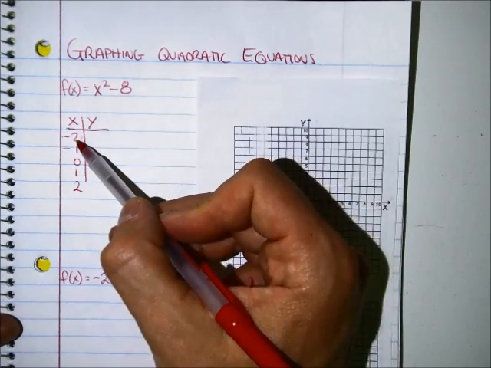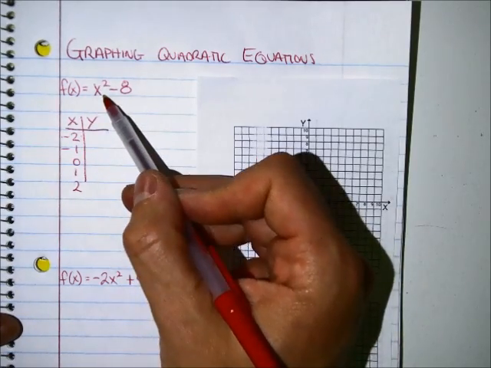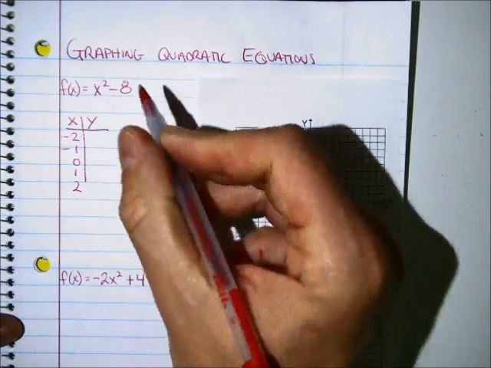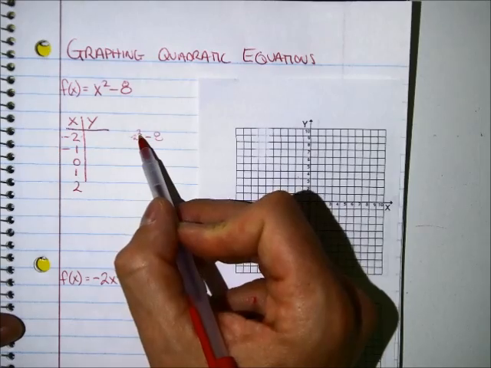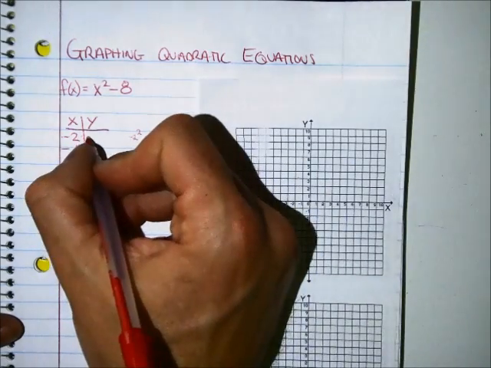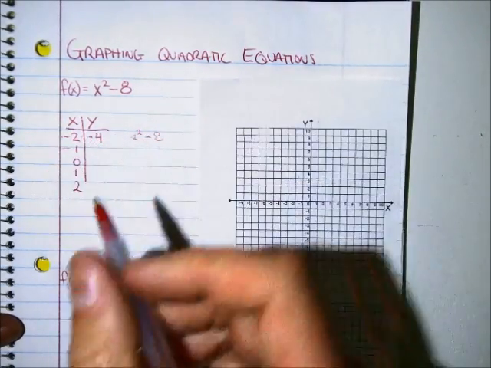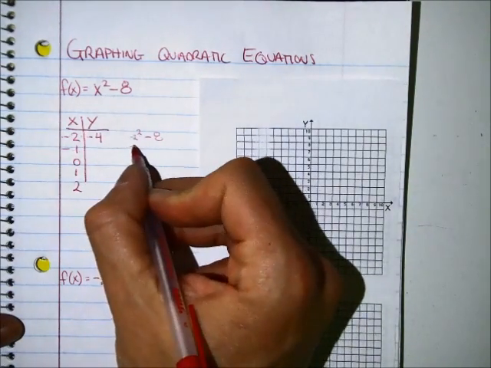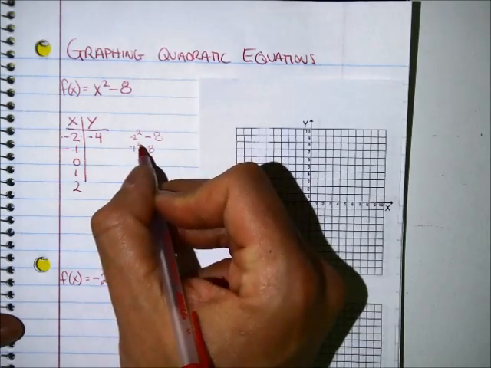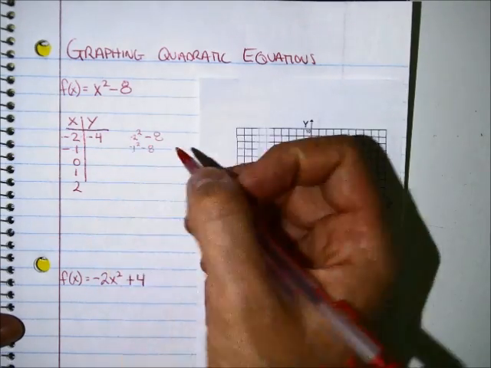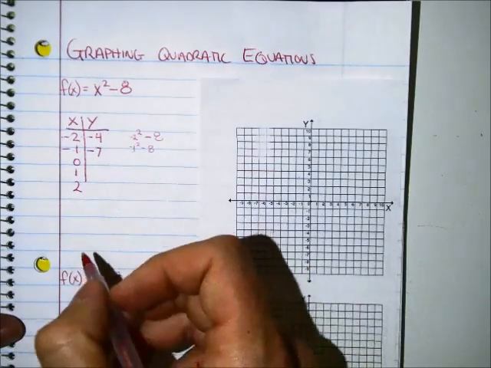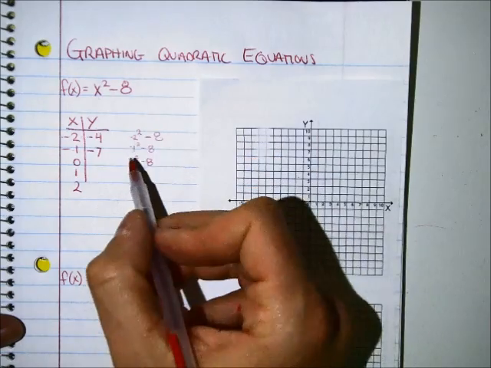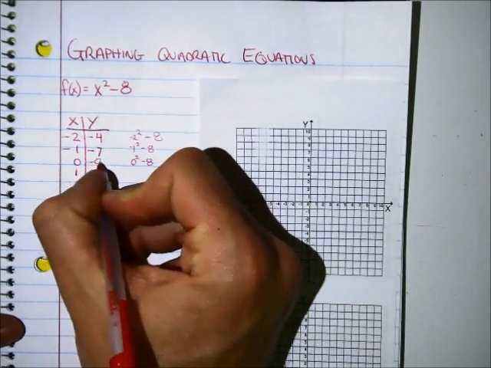So if I take -2, place it into the equation, -2 to the power of 2 minus 8. -2 to the power of 2 is 4. 4 minus 8 is -4. If I take -1 and put it in there, I get -1 to the power of 2 minus 8. -1 to the power of 2 is 1. Minus 8 is -7. Take 0, put it in there. I get 0 to the power of 2 minus 8. 0 minus 8 is -8.